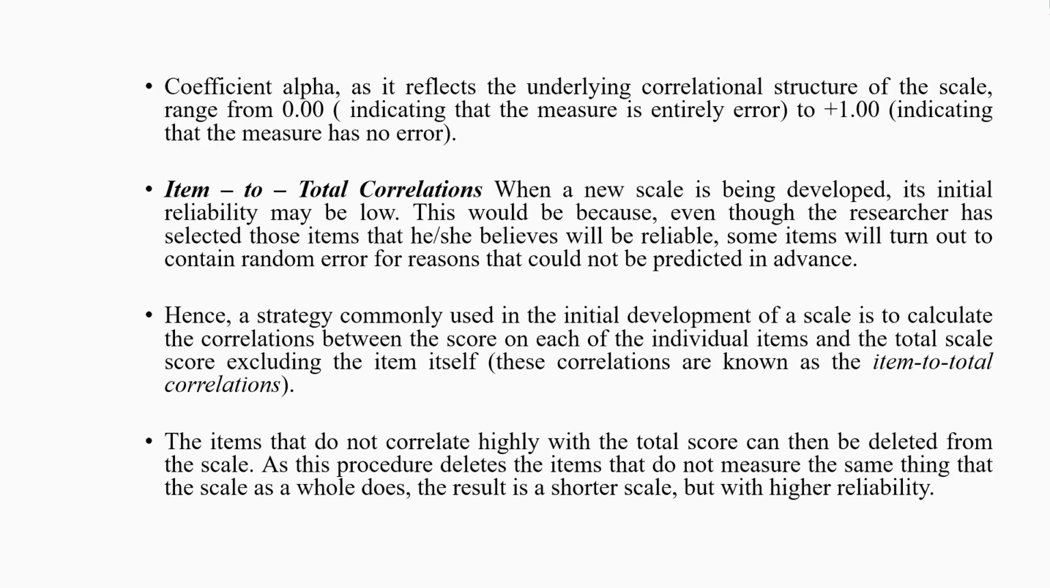There is also another way to assess internal consistency, which is the item-to-total correlation. You basically compare one item with the rest of the scale. Let us talk about this.